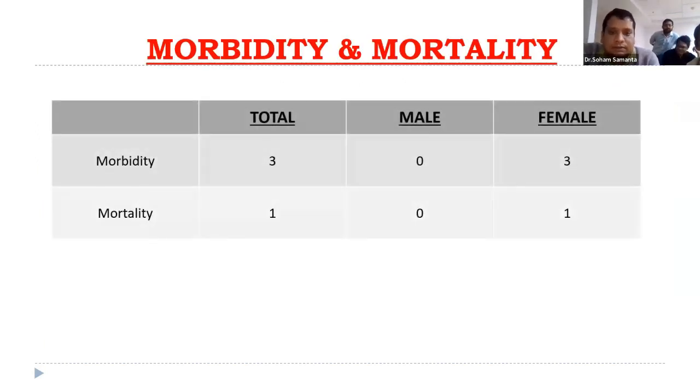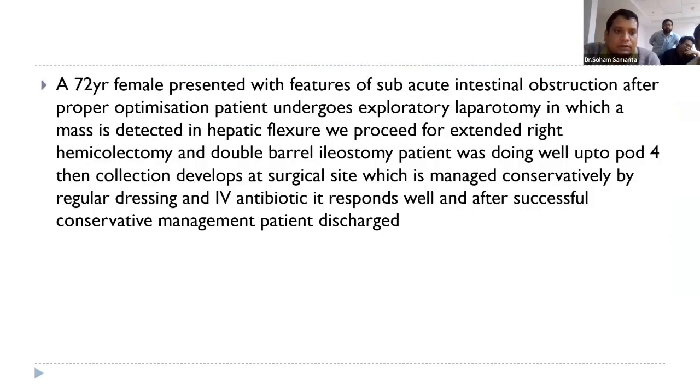Morbidity 3 cases and mortality 1. First morbidity, 72-year female presented with features of acute intestinal obstruction. After proper optimization undergoes exploratory laparotomy in which a mass is detected in hepatic flexure. We proceed for extended right hemicolectomy and double barrel ileostomy done. Patient was doing well up to POD4. Then collection developed at surgical site, which is managed conservatively by regular dressing and IV antibiotics. It responds well, and after successful conservative management, we discharge the patient.